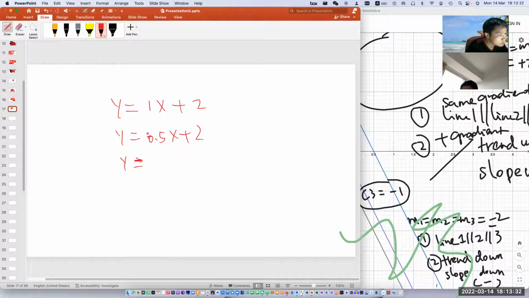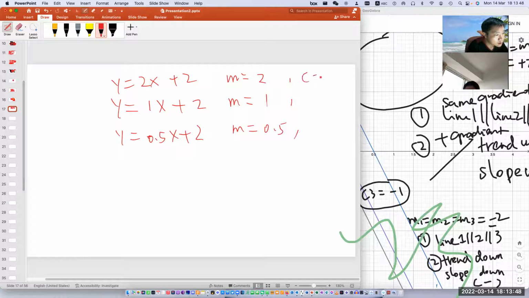Let me choose 2x. So the commonality here is, let me just write down the m first. This is 2, 1, 0.5. Then c is 2, c is 2, c is 2. So the commonality among these three equations is the y-intercept is the same, or c equals to 2, but different gradient.